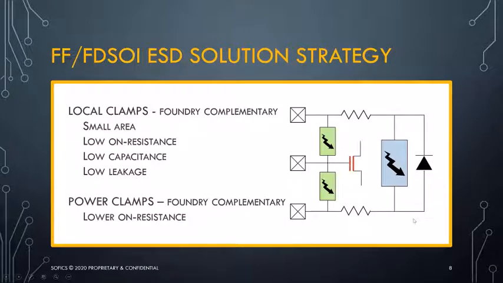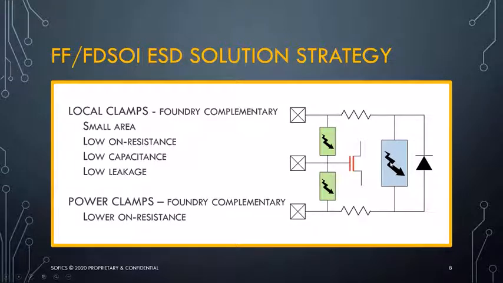So what do we need in terms of strategy? We need bidirectional clamps or local clamps that are obviously very small in area, otherwise it's not economically feasible to use them on multiple IOs. Obviously, the same terms apply in terms of low on resistance or dynamic resistance, very low capacitance, and very low leakage contribution to the signal node over here.